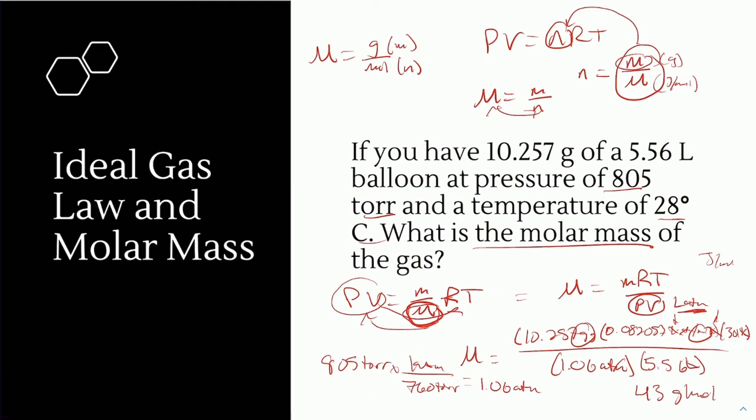So my suggestion is to solve everything symbolically first, algebraically manipulating the variables so that you have the one you're looking for on one side and all the other ones on the other side, and then just plug in the values and make sure that you're using the right units. For this equation, you have to have it in atmospheres, you have to have it in Kelvin, otherwise it's not going to come out the right answer.